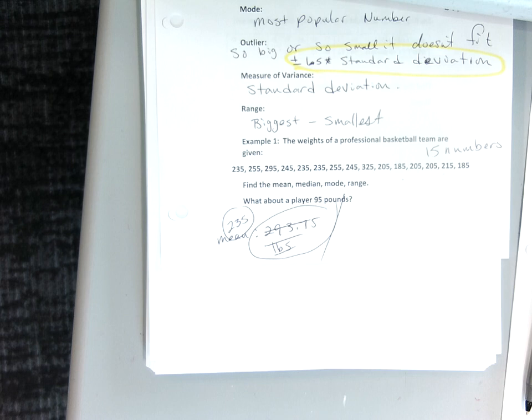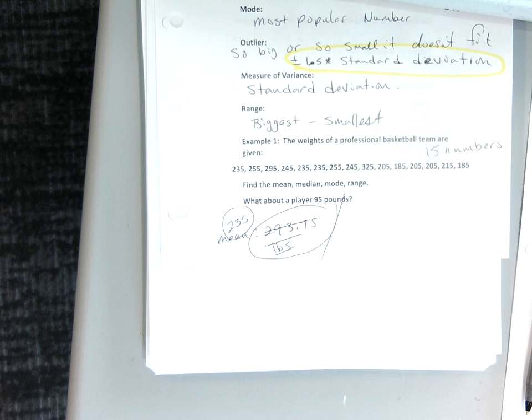Well, the range is 325 minus my 185, there's my range, right? Who's got a calculator handy, what's that? What's the range? 325 minus 185. 140. 140, okay, 140, there you go. So there's 140 pounds from the biggest to smallest, that's our range, right?